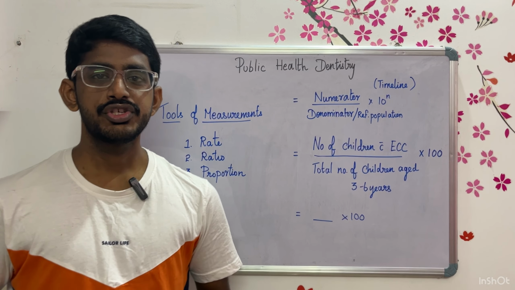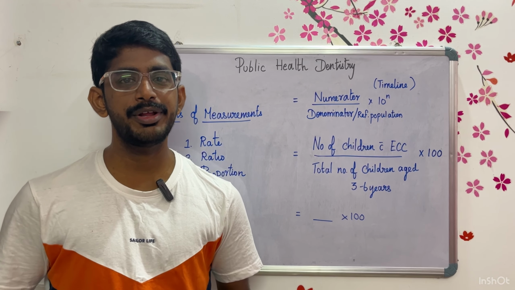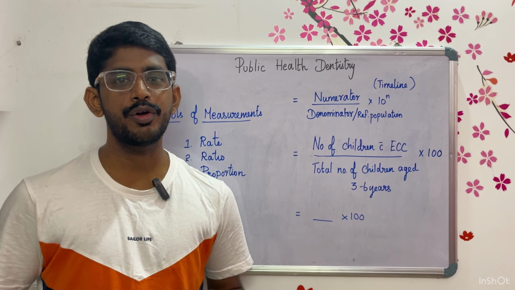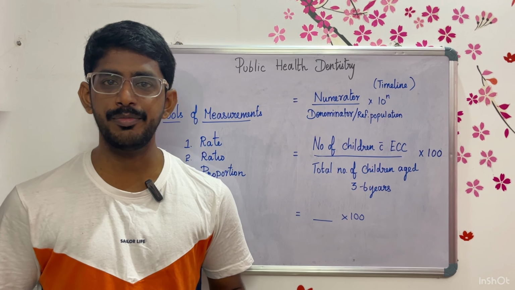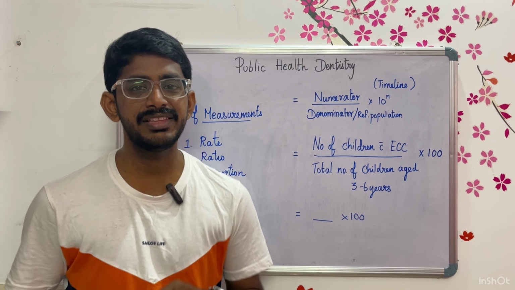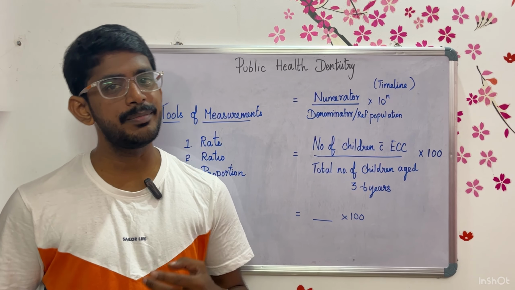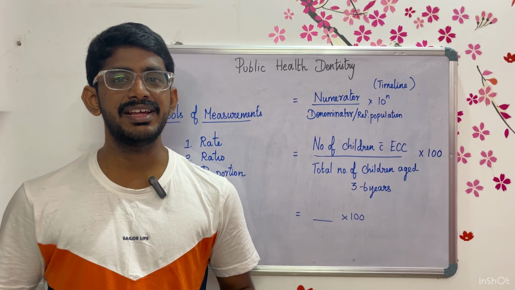So let us see the tools of measurement in epidemiology. How do we measure, or with what tools do we measure the disease or a characteristic in an epidemiological study? There are three. They are rates, ratios and proportion. Let us start with rates.